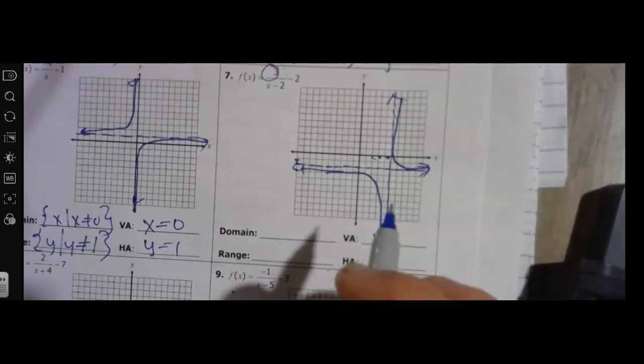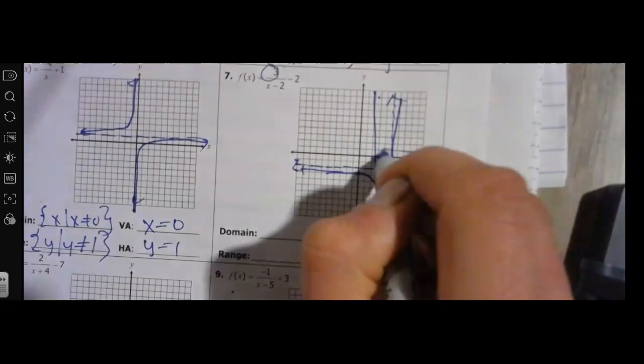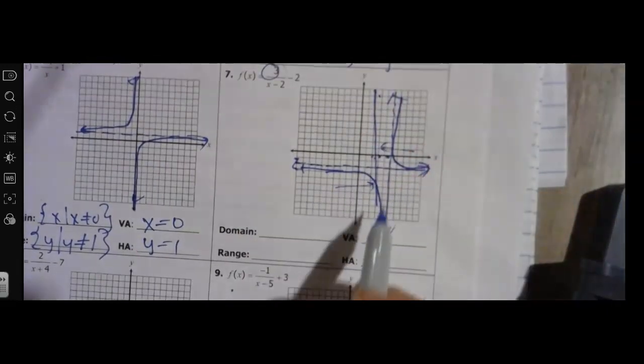oh, that should have been x equals 2. One second. It should have been 2. I don't know why I read that as a 5. It should have been 2 here. I apologize. So just imagine this being put over here. I don't want to recreate the graph, but that should have been a 2, not a 5.